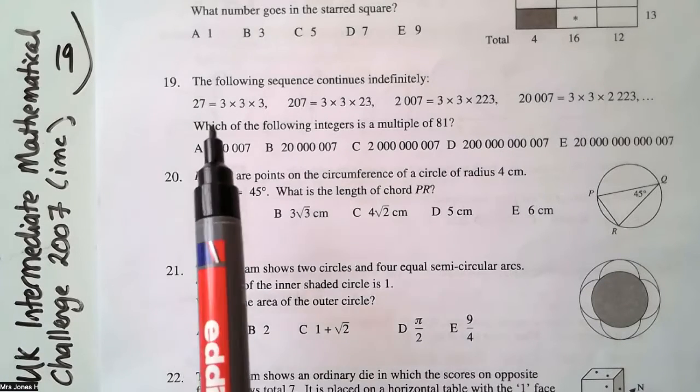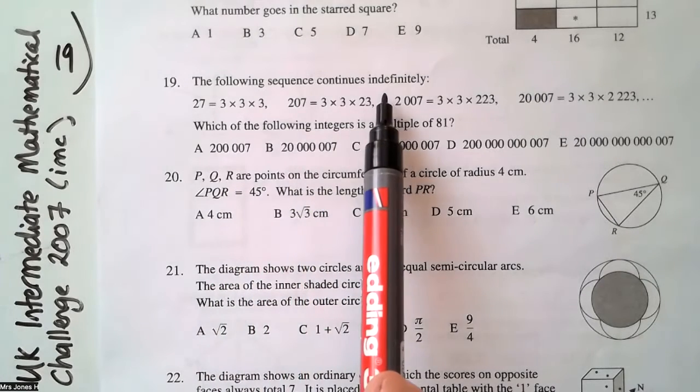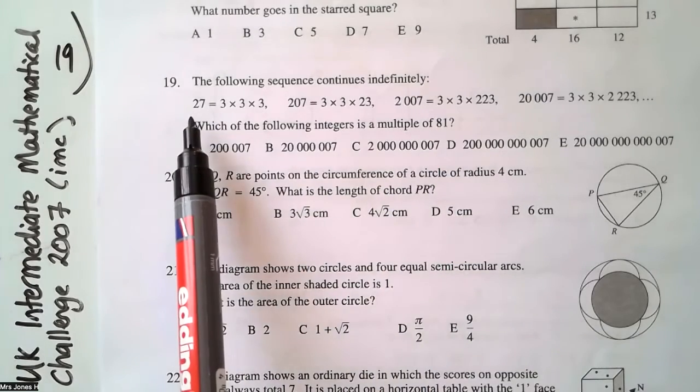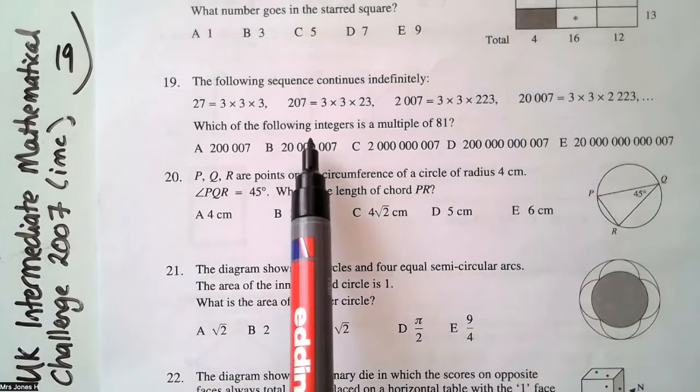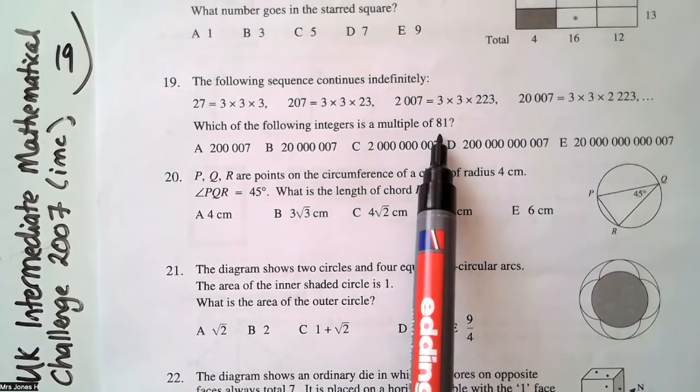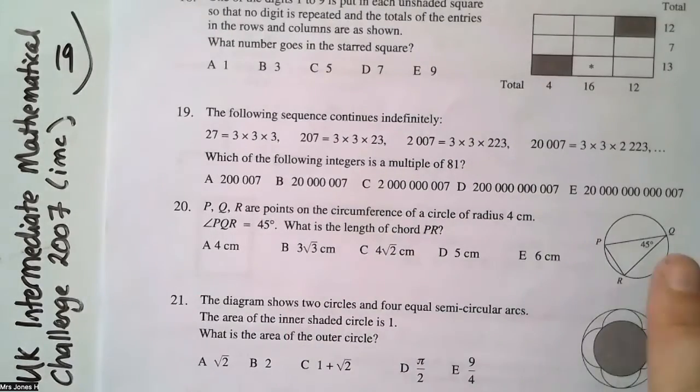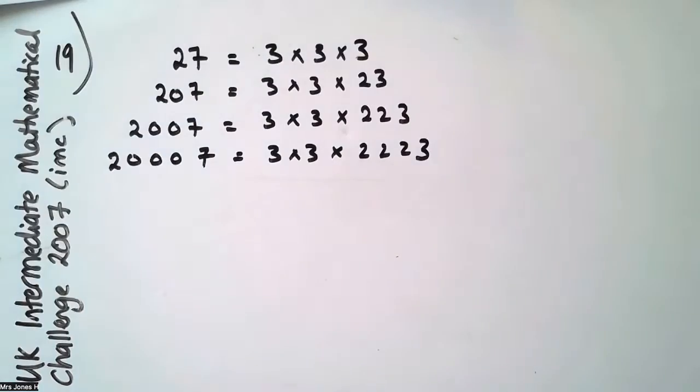Question 19. The following sequence continues indefinitely. And so I've written these out on my screen. Which of the following integers is a multiple of 81? And we've got some choices there as to what they are.